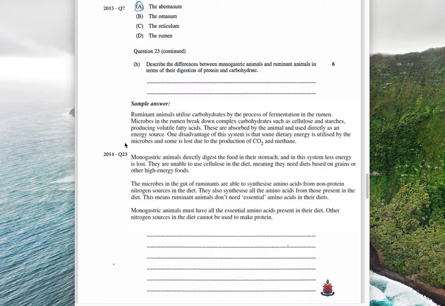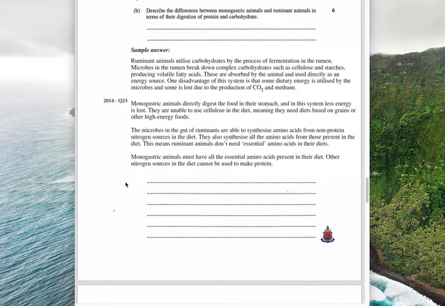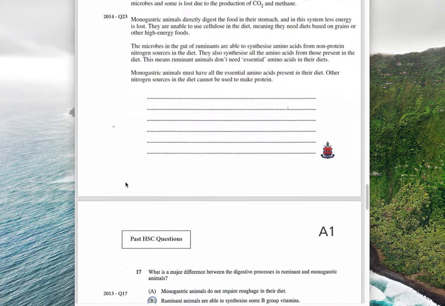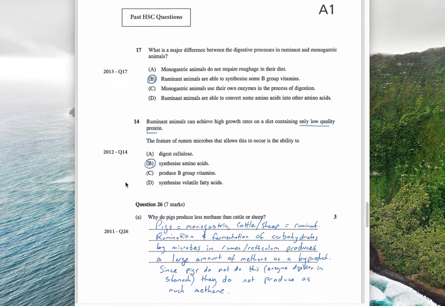And basically, it's not the only way of answering the question. There's many, many ways of answering a question, but it gives you an idea of just the minimum, basic things that you need to get full marks there. So you can have a read of that by pausing. Moving on.